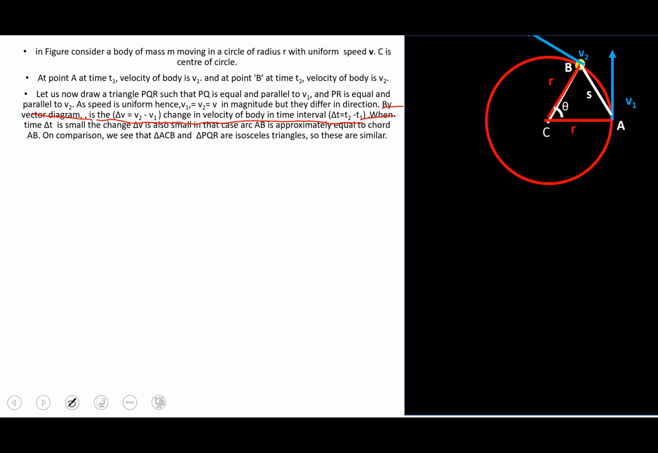When delta t is smaller and the change delta v is also small, the arc AB is approximately equal to the chord AB. That means it's so small that this curve is not shown. This is a straight line now. So if this is a straight line from point A to point B, then it is a displacement in this case.